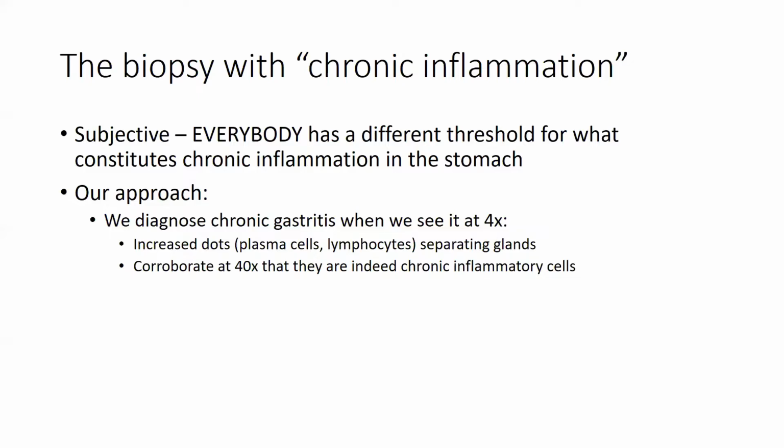So we corroborate at 40x that they are indeed chronic inflammatory cells and not diffuse type cancer, which can sometimes mimic chronic and active gastritis.